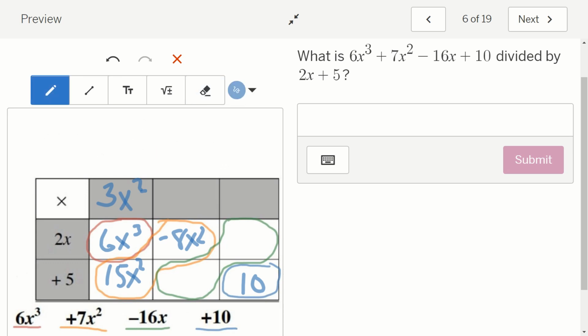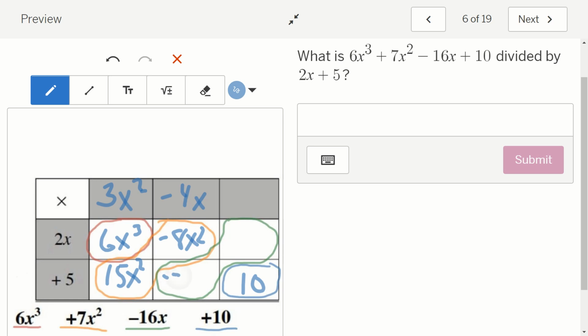All right, next one. Now we can fill in this top part. So 2x times what would give me -8x squared? That would be -4x. Double check it before moving on. -4x times 2x, -8x squared. Good. And now I can get this bottom one in the green here.